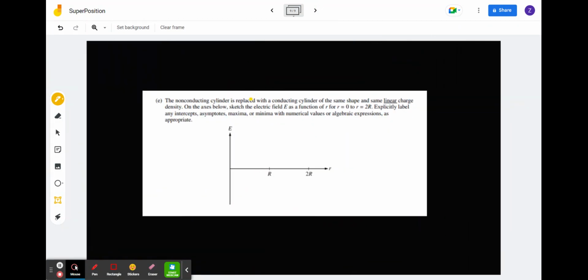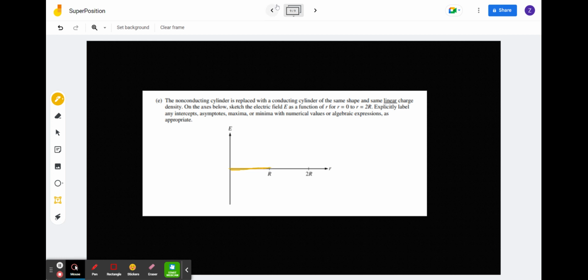Now, the last question. The non-conducting cylinder is replaced with a conducting cylinder of the same shape and linear charge density. On the axis below, sketch the function E as a function of r. For r equals 0 to R, if you're inside the metal of a conductor, the field will always be 0 inside the conductor. So from 0 to R, it's a flat line.